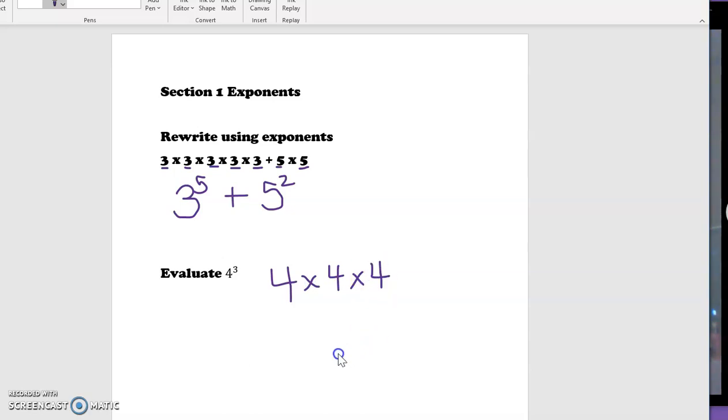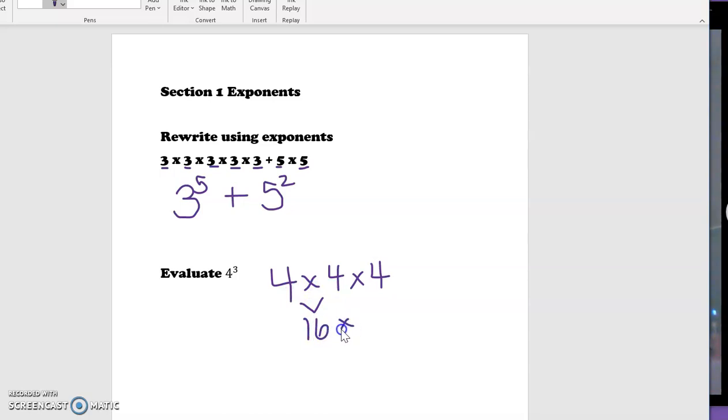When you're evaluating exponents, make sure you're showing out your multiplication. You are allowed to use a calculator for this multiplication step, but please show the work as you go. Each time you multiply, I'm going to bracket this off. So this would be 4 times 4, which is 16.